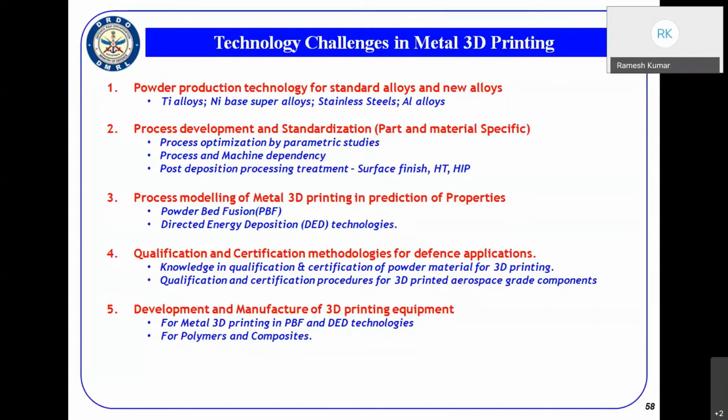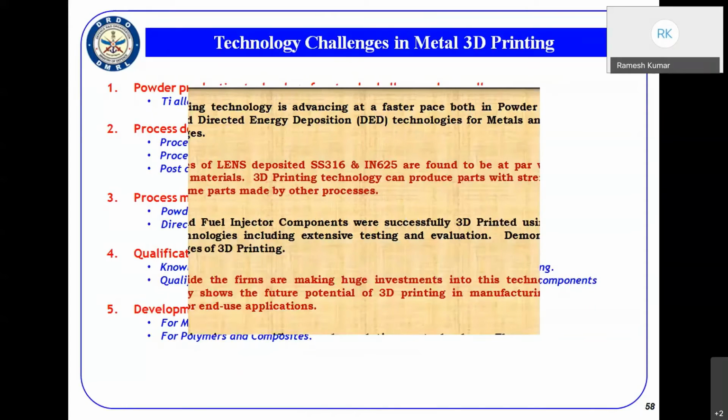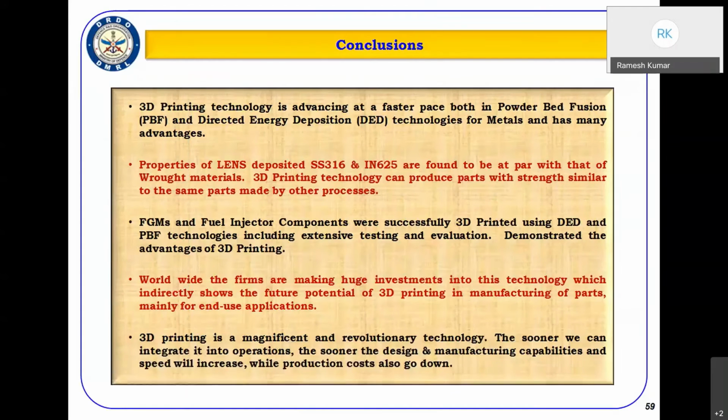So I would like to conclude my presentation with this slide. 3D printing is advancing at a very, very fast pace and has many advantages. The properties we have found, properties of LENS deposited 719, 65, 316, are found to be at par with the experiments we have carried out on the raw materials.